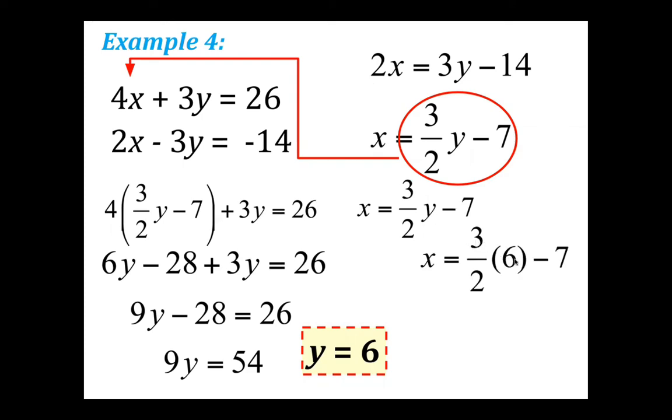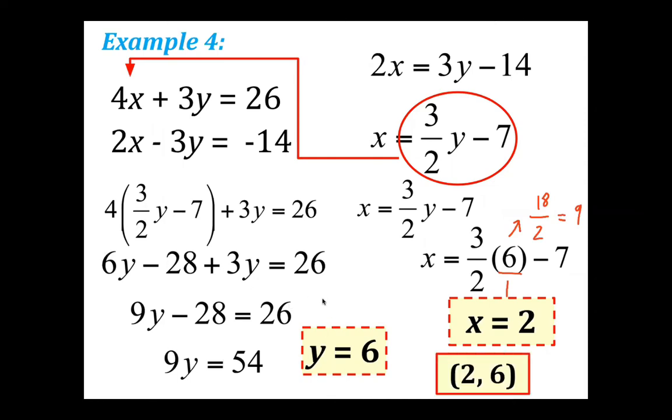That would give you 3/2 times 6 minus 7. 3 times 6 would just equal 18, and then 2 times 1 would just be 2. So 3/2 times 6 would just equal 9. And now you have x equals 9 minus 7. 9 minus 7 would just simplify to 2, so your x value would equal 2. Again, express this as an ordered pair, so your final answer would be (2, 6).